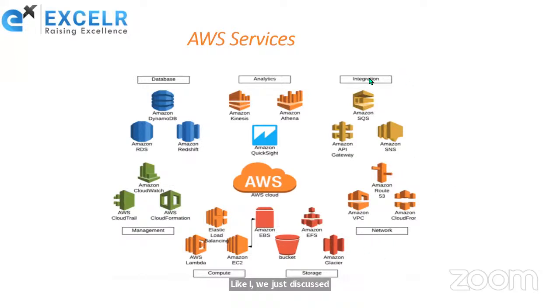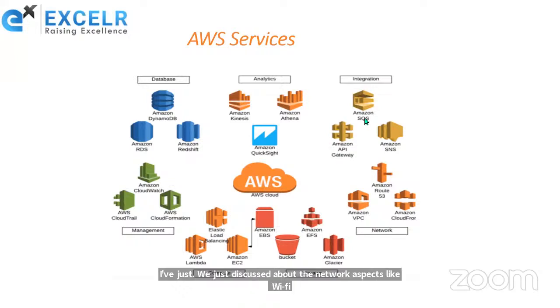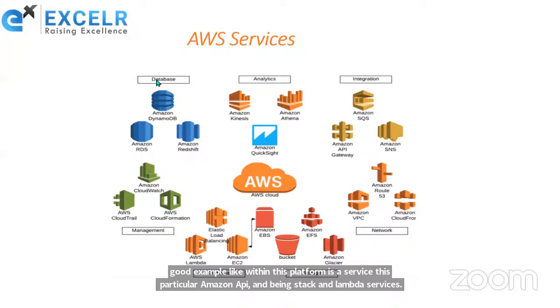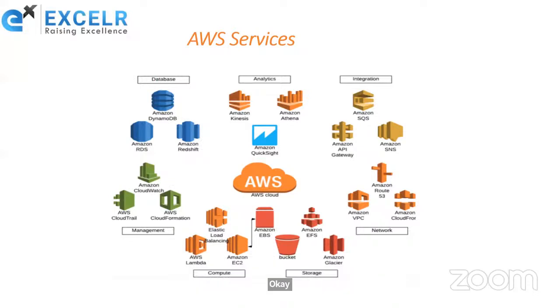And integrations. Integration comes under developing aspects where you can see Amazon API Gateway and SQS. This is the integration where you'll get PaaS as a good example. Within this platform as a service, this particular Amazon API and Beanstalk and Lambda services are nothing but a platform as a service. And analytical tools, where you will see the analytical data in a real-time environment. And database. Database, you might be aware, right? You might have heard of SQL, MySQL, and DynamoDB and RDS relational database systems.